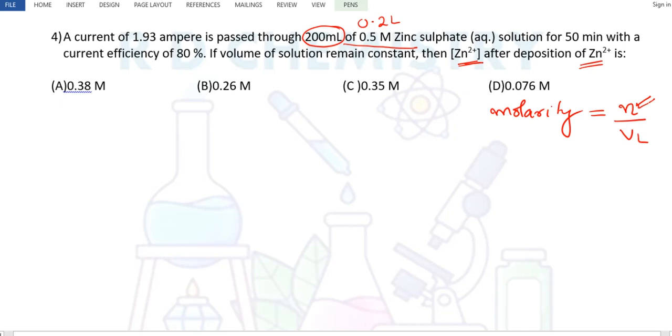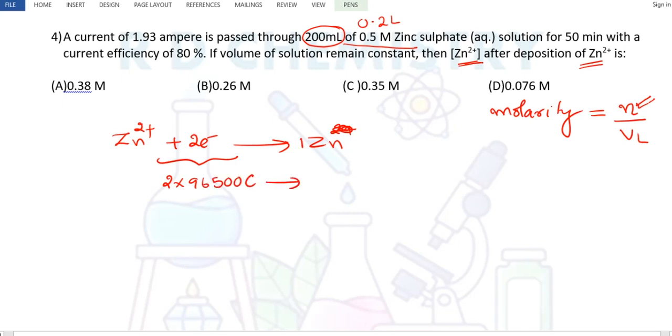So let us start with the equation. This is according to the first law of Faraday. Zinc 2 plus takes up 2 moles of electrons and gives zinc. Now, how many Faradays are required? We require 2 Faraday. In terms of coulombs, we require 2 into 96,500 coulombs. It will deposit 1 mole. Now, they are given amperes, 50 minutes, and the current efficiency. For this current, we'll find out how many moles will be deposited.